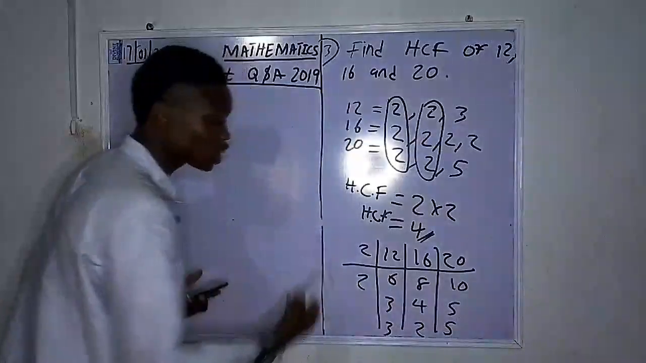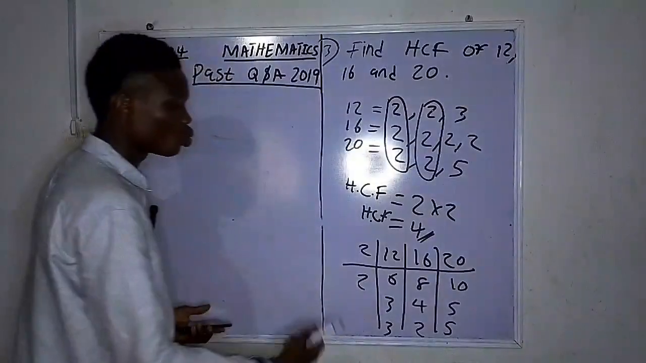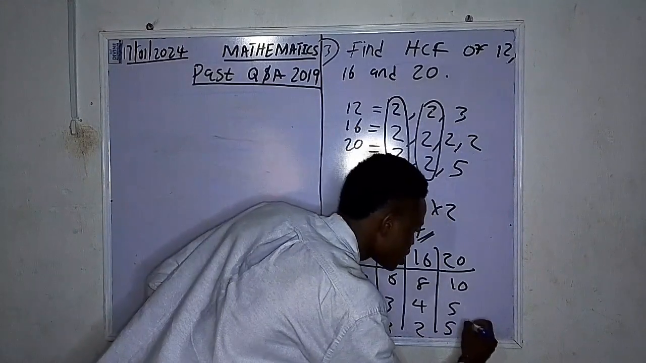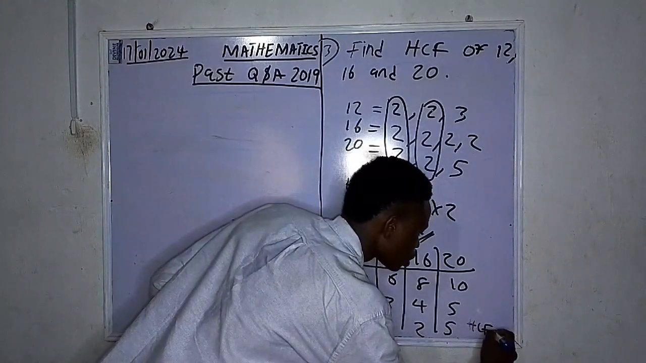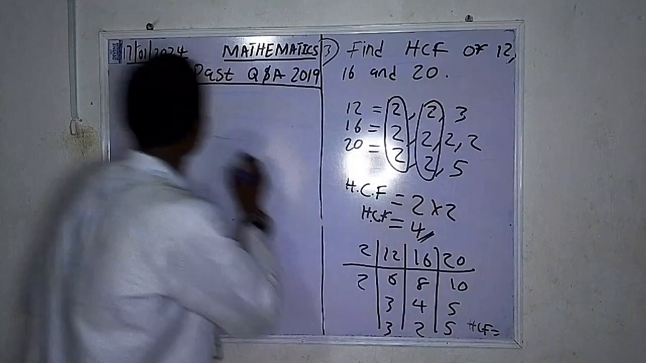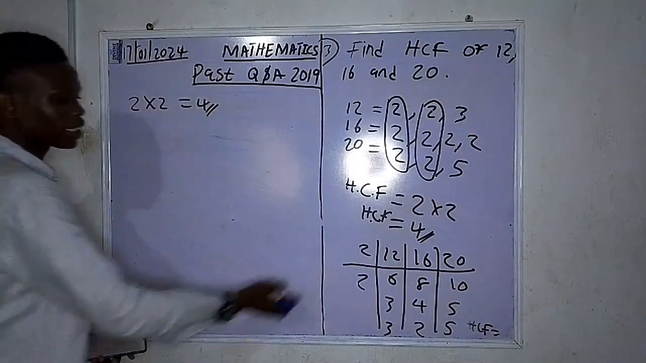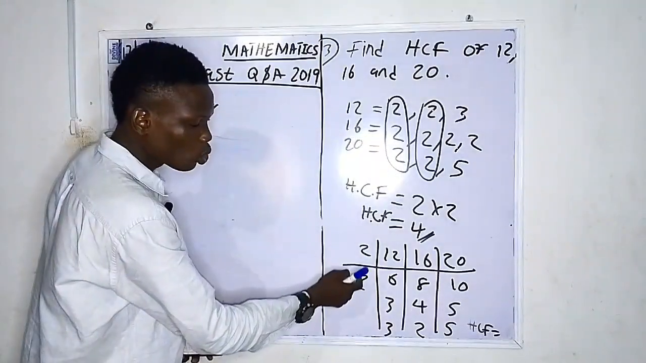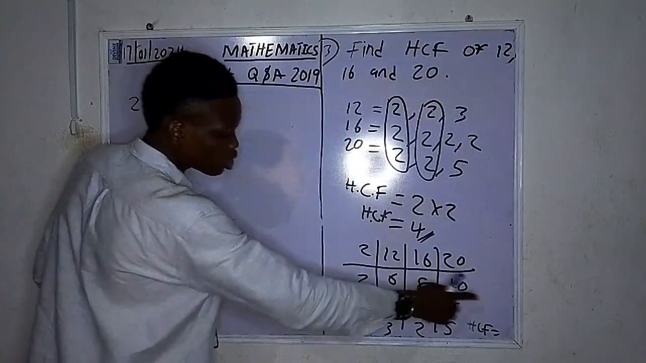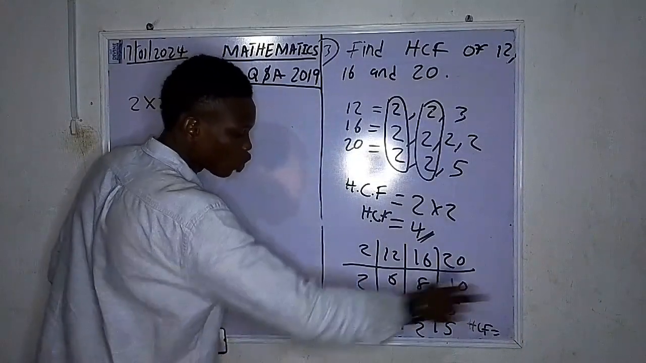So the common factors we have here are just 2 and 2, which is the same thing as saying our HCF is equal to 2 times 2, which is equal to 4, and we still get the same answer. Only 2 could go into here, 2 again went into here, but no other number could go into everything.